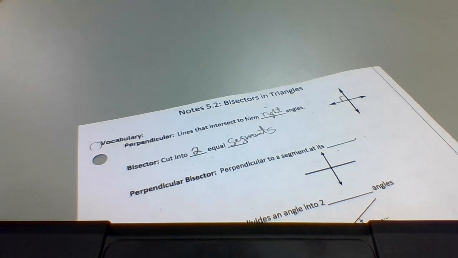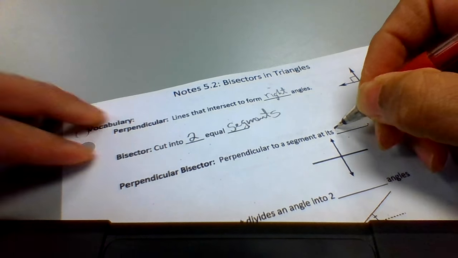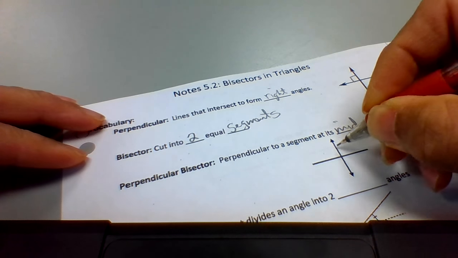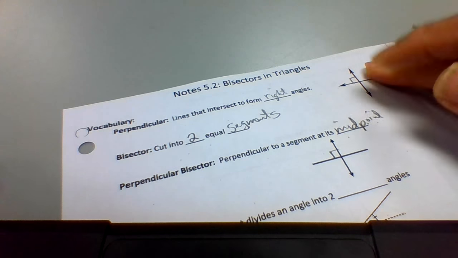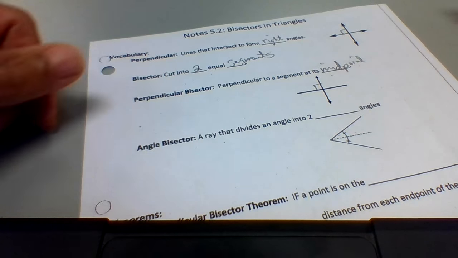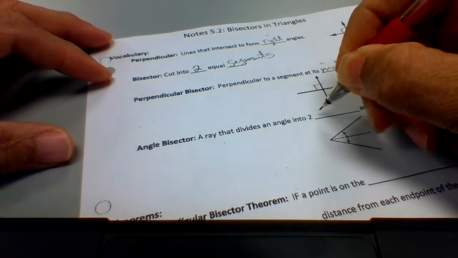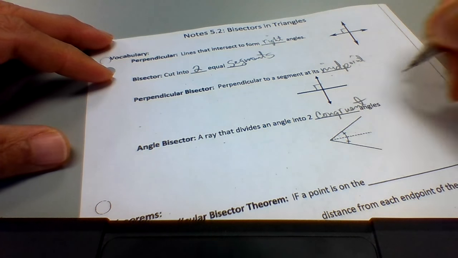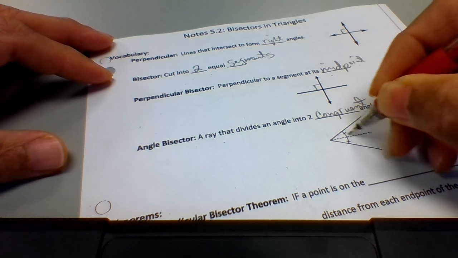A perpendicular bisector is going to be perpendicular to a segment at its midpoint. So we're going to be perpendicular here at the midpoint of this segment. A ray that divides an angle into two congruent angles is an angle bisector. So I have an angle and it cut it into two congruent angles.